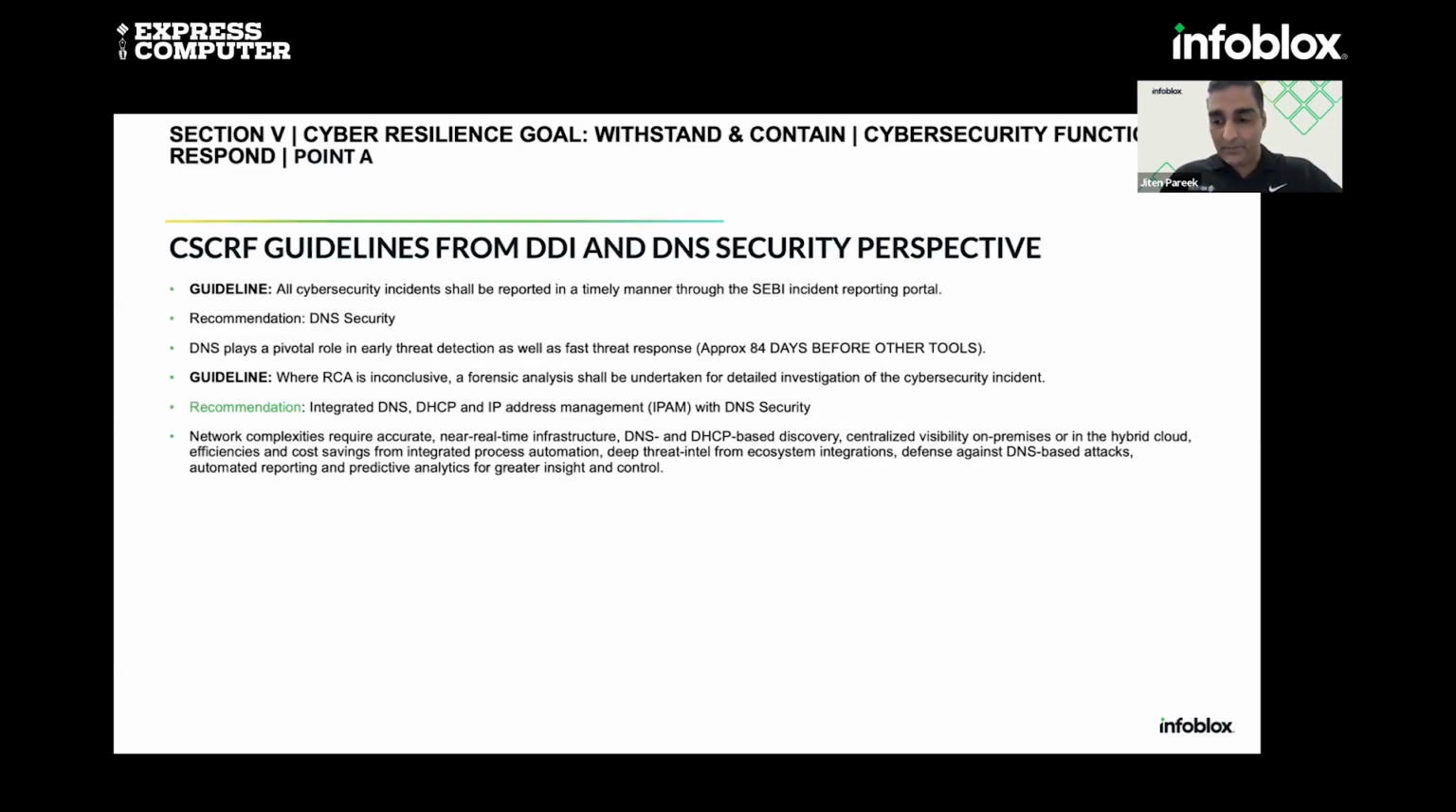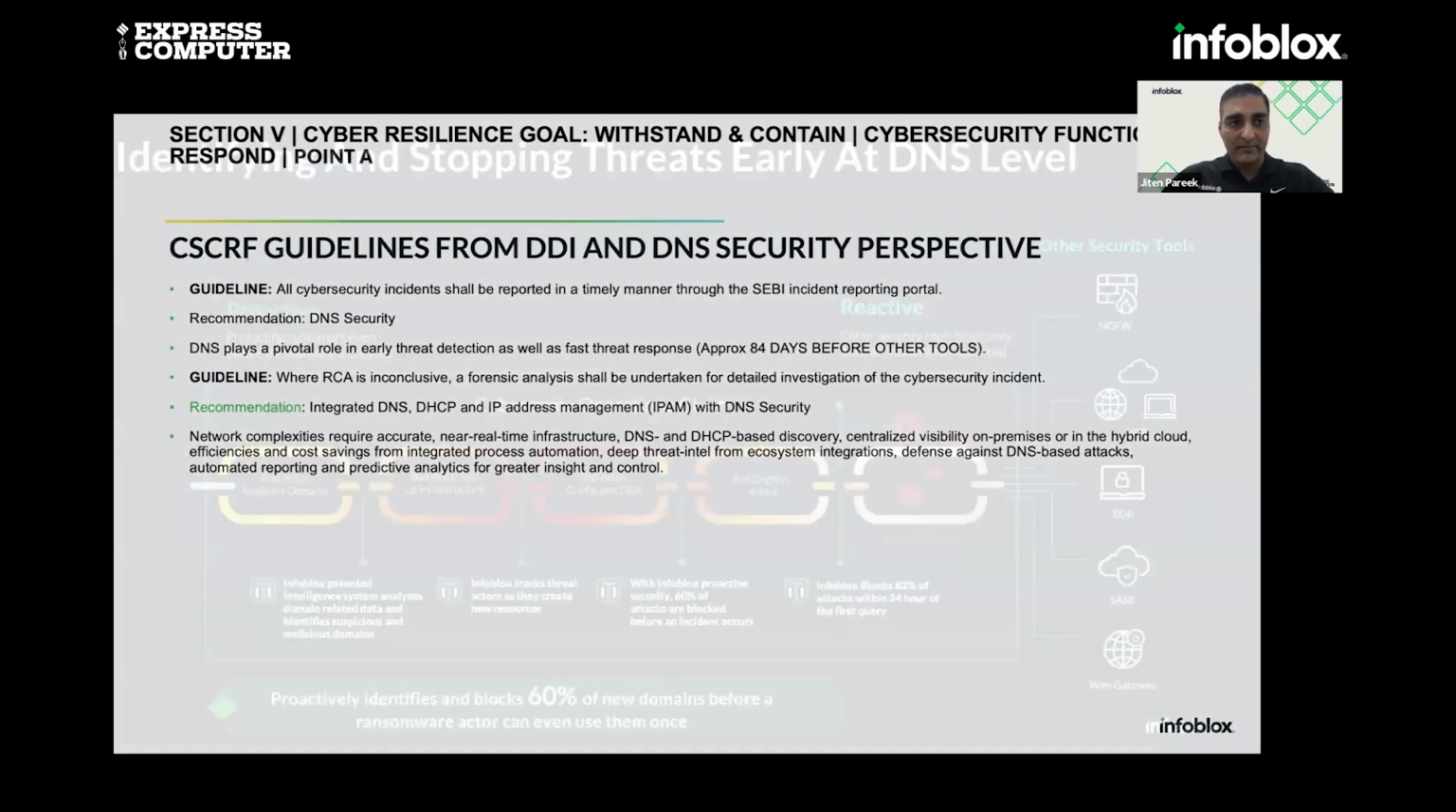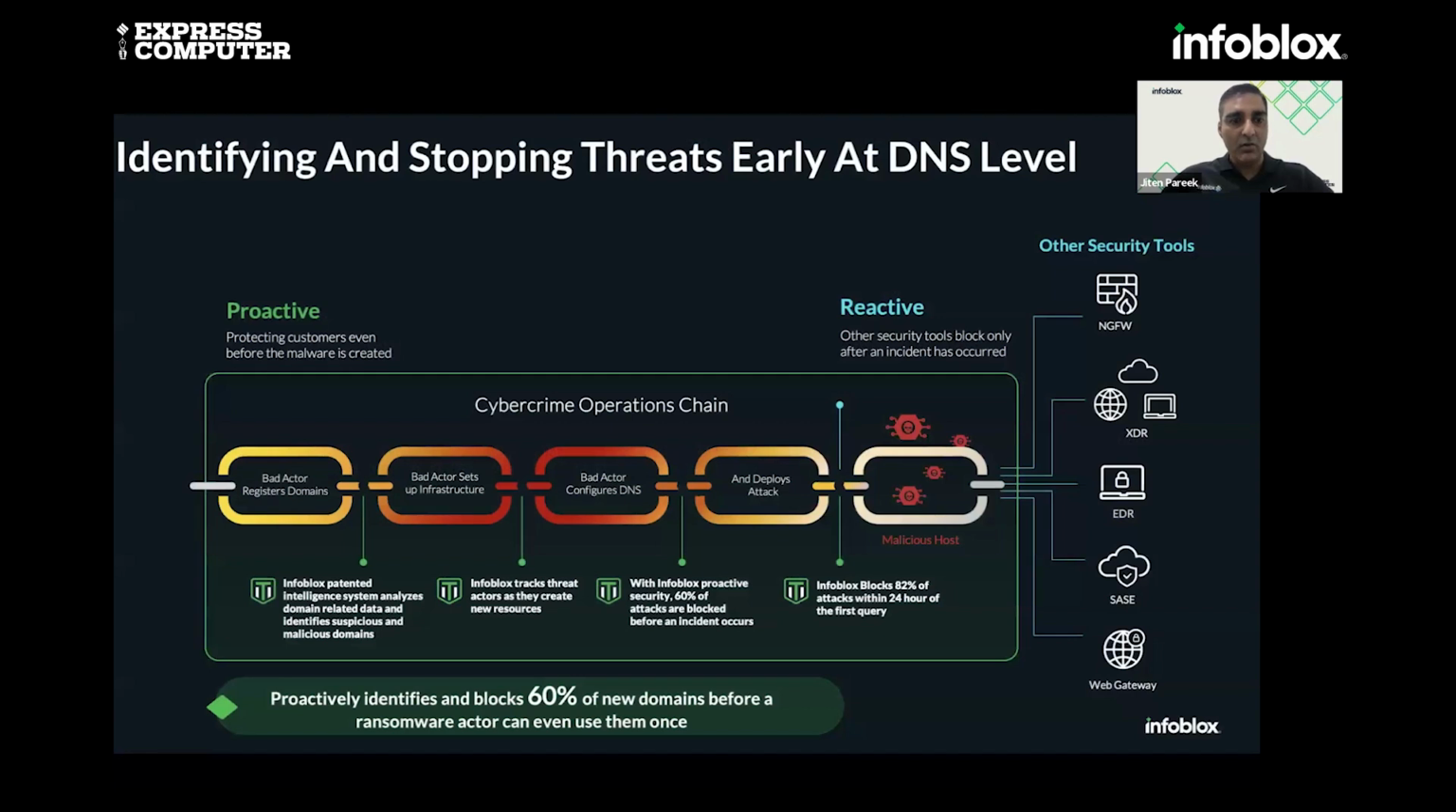Considering that DNS plays a very critical role in early detection as well as faster threat response, as per research, approximately 4 days before any other tool detects, DNS can provide you the incidents which can happen to your infrastructure. Growing network complexities require real-time monitoring of the infrastructure, DNS DHCP based monitoring, centralized visibility. It will help in providing automation, deep threat intel ecosystem integrations, as well as defense against DNS threats.